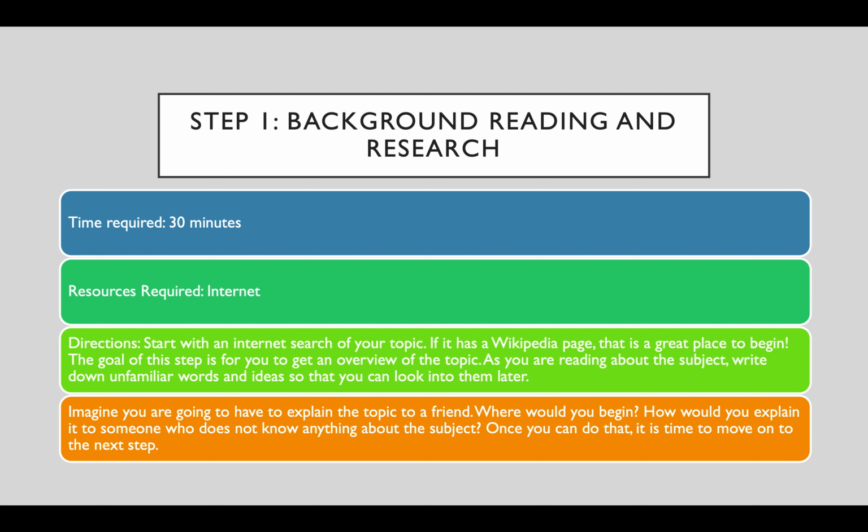So start with an internet search of your topic and spend about 30 minutes, more if it's a complicated issue, to read about current controversies, specific issues, and any history that might be relevant to what you are writing about. If there are unfamiliar words that you come across, write them down so you can look them up, because you'll need to know the vocabulary surrounding this topic in order to do a good job writing the paper.